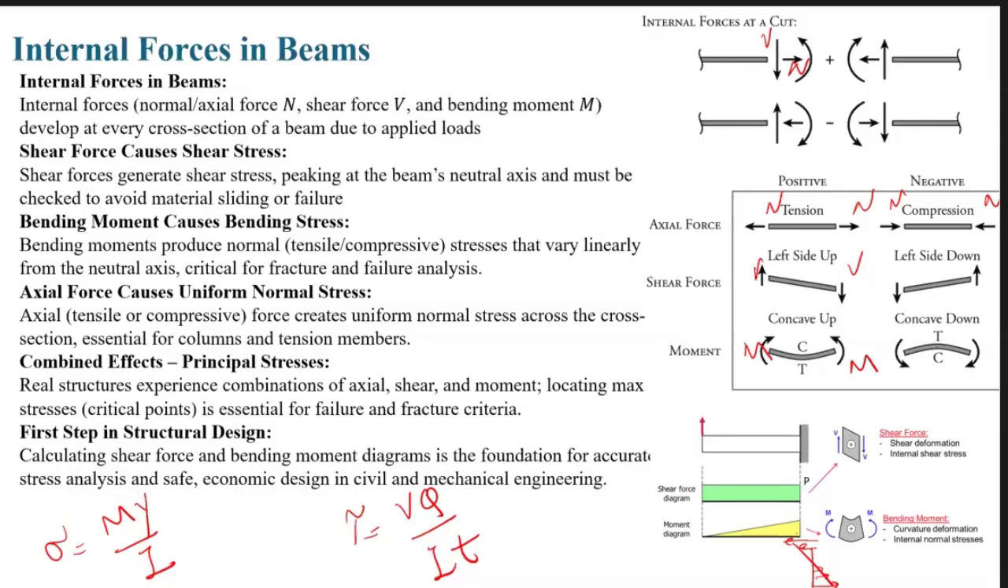Axial force, whether tensile or compressive: when it is outward from the cross section, it is considered tensile, and inward to the cross section, it is considered compressive, and they cause uniform normal stress across the section. Very important for columns and tension members, but not so important for beams. In beams, focus more on shear stresses and bending stresses, or normal stresses because of the bending.